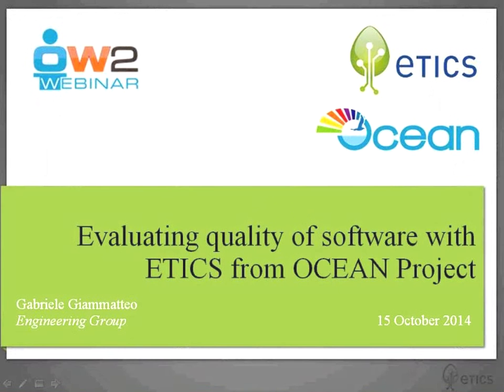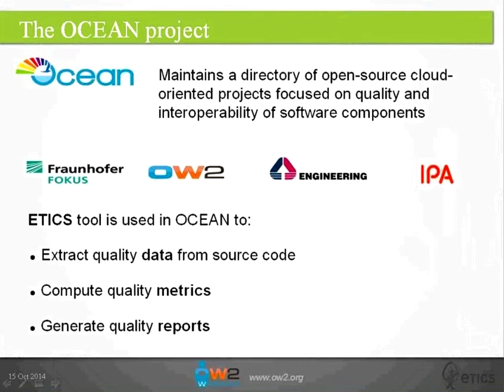So this webinar, as anticipated, is focused on the approach that we are using to check the quality of code of software with the tool named ETICS, and in particular, this presentation will be presented in the context of the Ocean project, which is a project that is using ETICS to check the quality of FP7 outcomes. So I will first give a very brief introduction to the Ocean project.